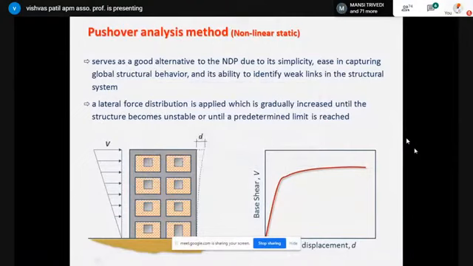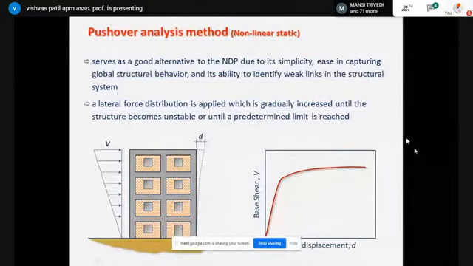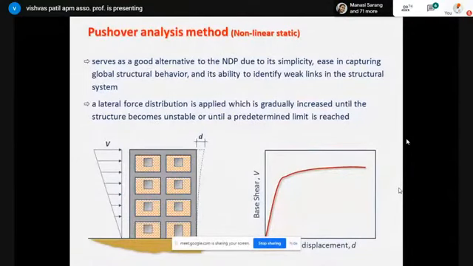Therefore the different elements of the building undergo different states, where it is yielding. Then after the yielding, how much is the inelastic displacement? That information we will get from this. So that is the pushover method. In detail, we'll discuss this pushover method afterwards.